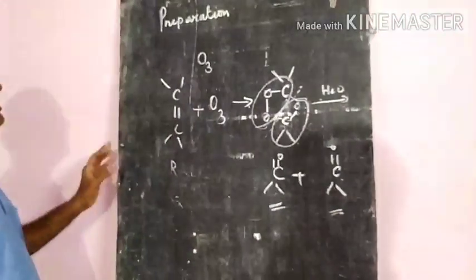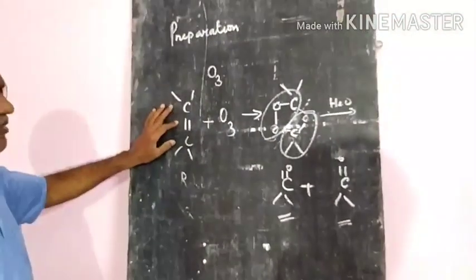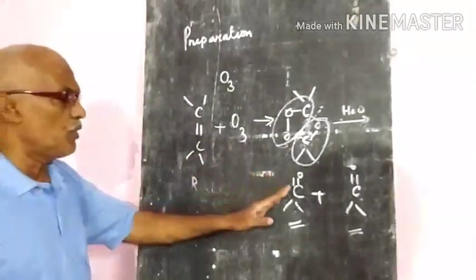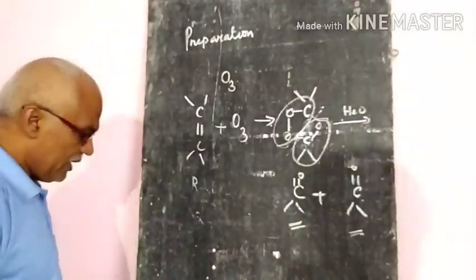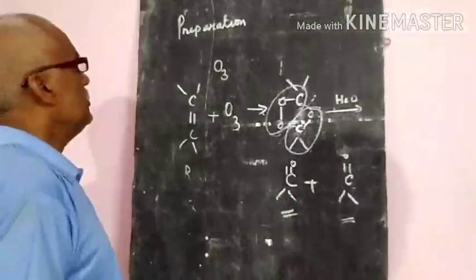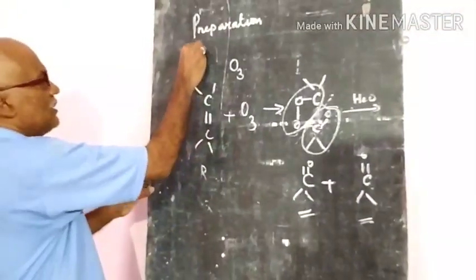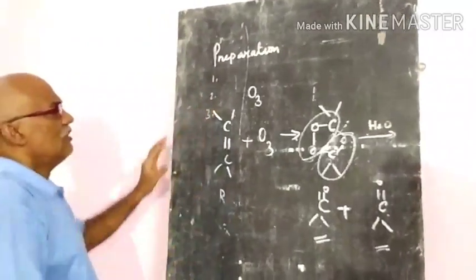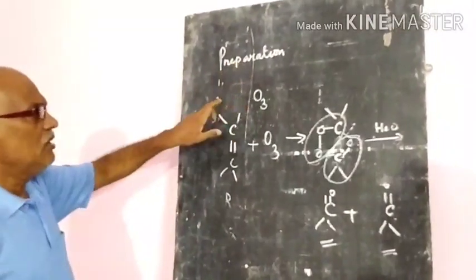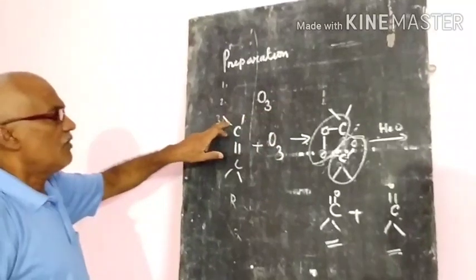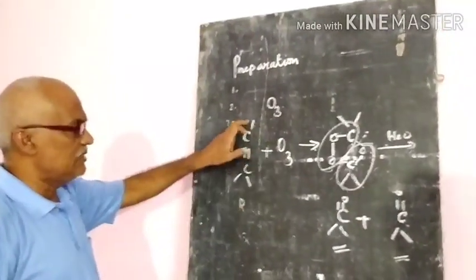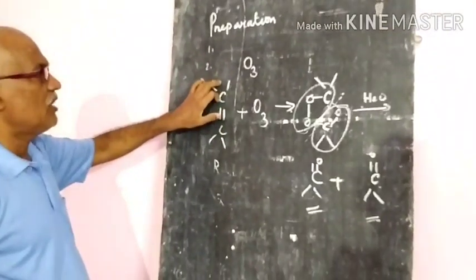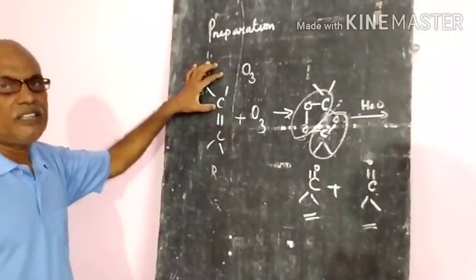So ozonolysis of alkenes and alkynes will give the corresponding two products, aldehydes or ketones, mostly. So this is the third process. Three general methods are there: oxidation of alcohols, dehydrogenation of alcohols, and from hydrocarbons, that is alkenes and alkynes, we can also prepare aldehydes and ketones.